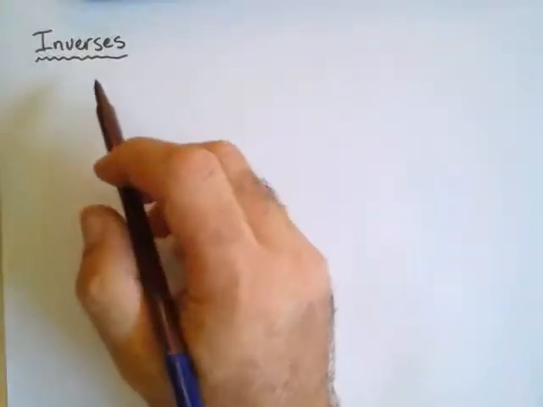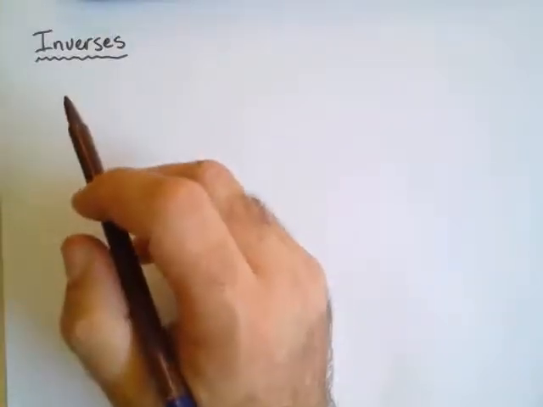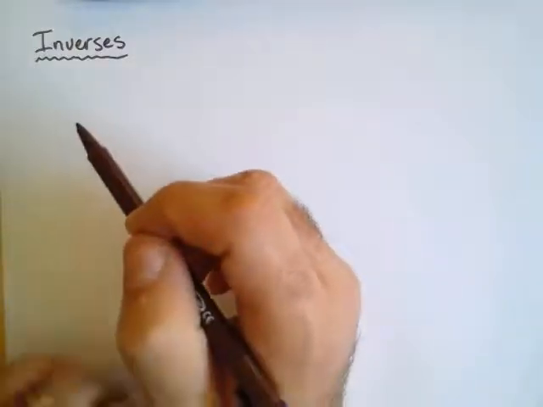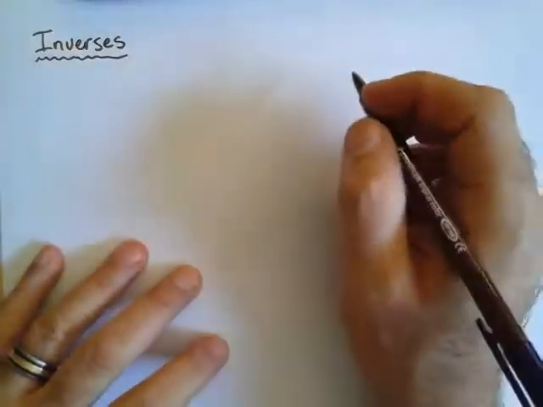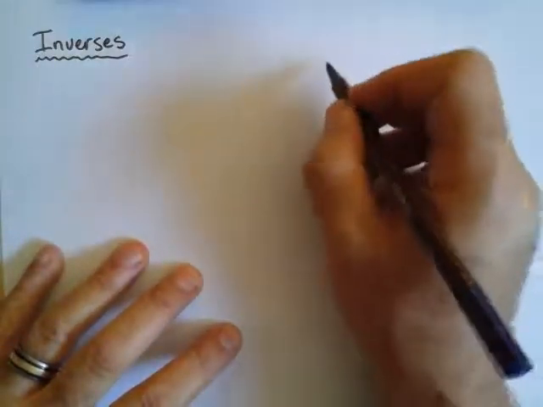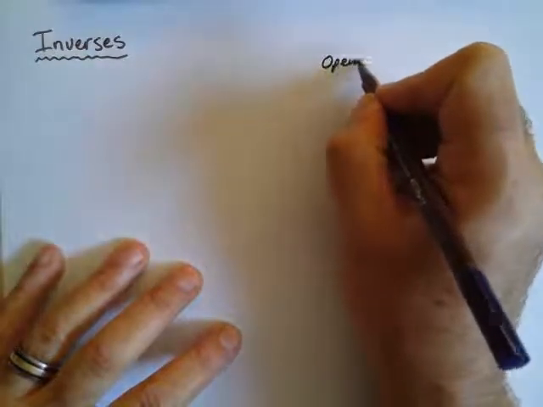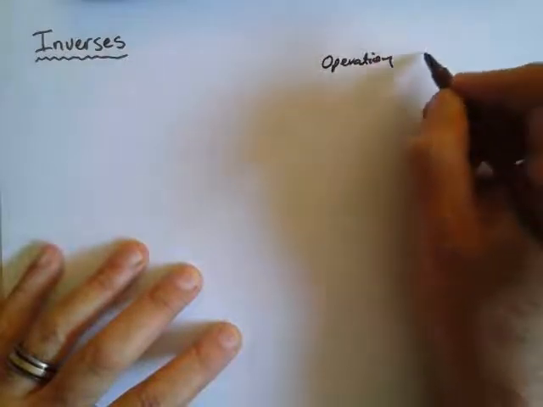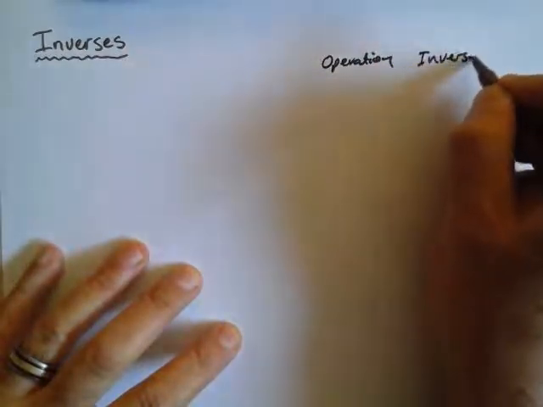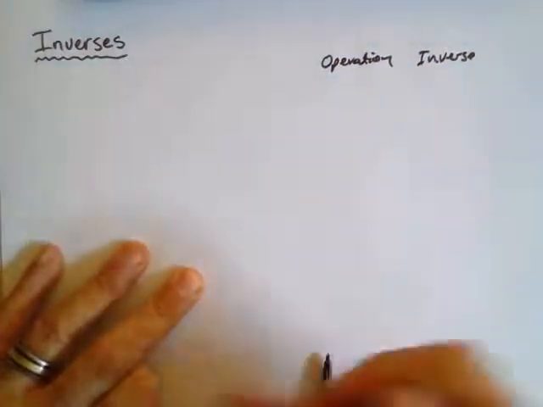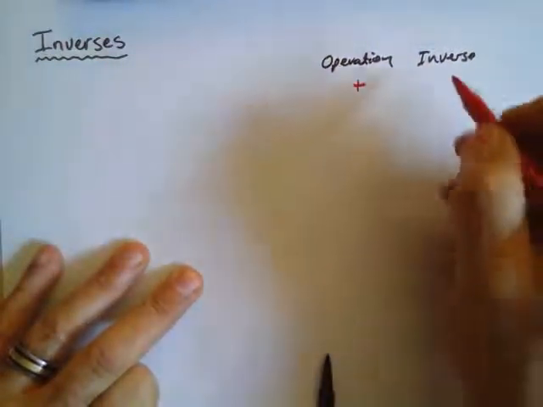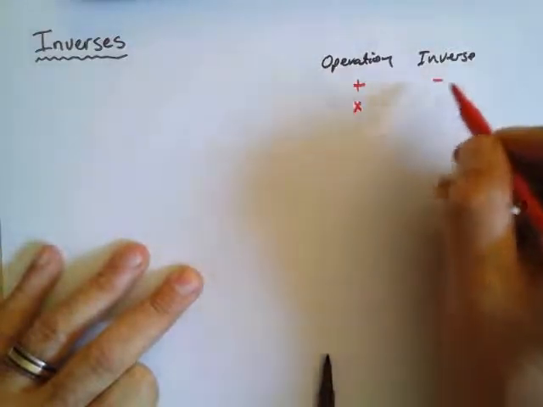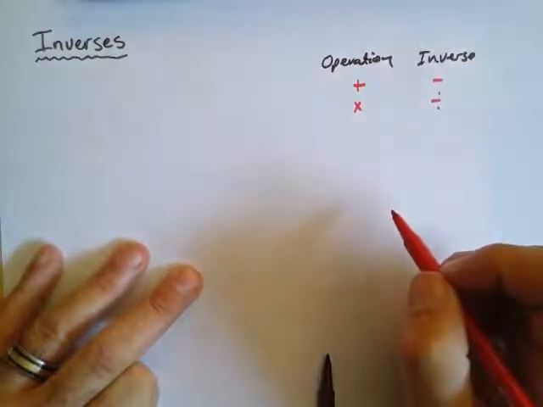Inverses. Inverse operations are opposite operations, which means what will bring a function back to what it was. So for inverse operations, there is the operation and then the opposite or the inverse operation. For example, if the operation is addition, the inverse will be subtraction. If the operation is multiplication, the inverse will be division.